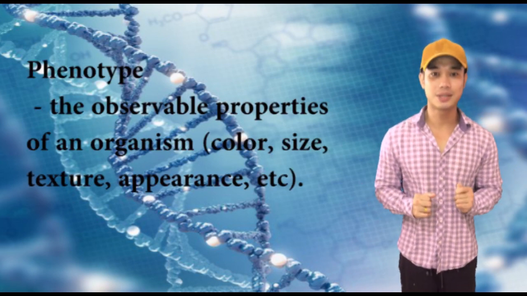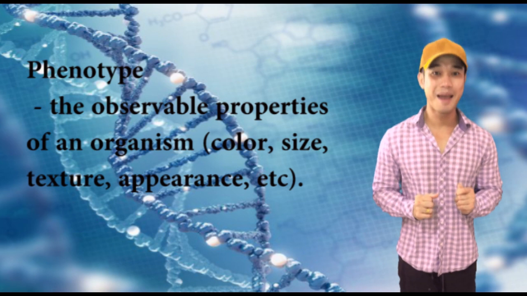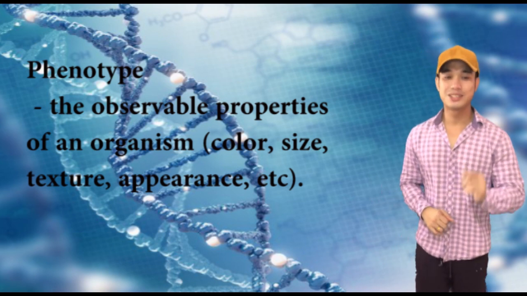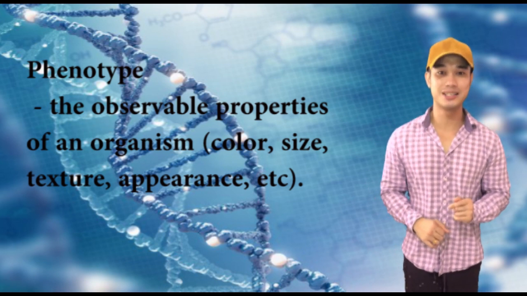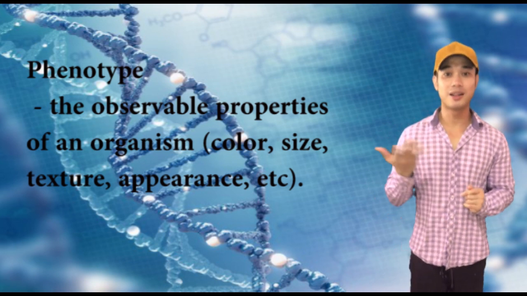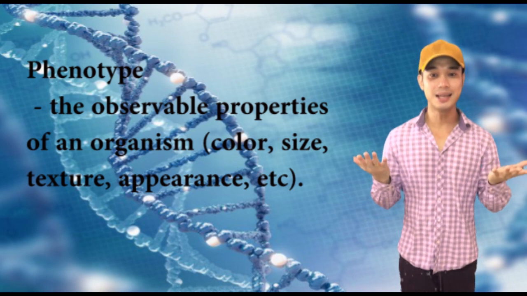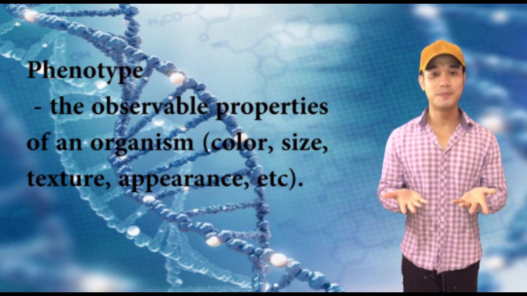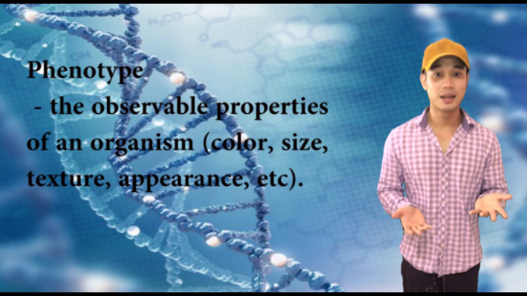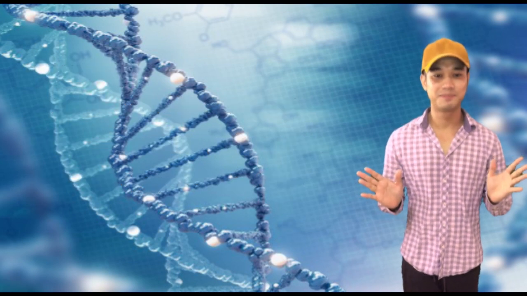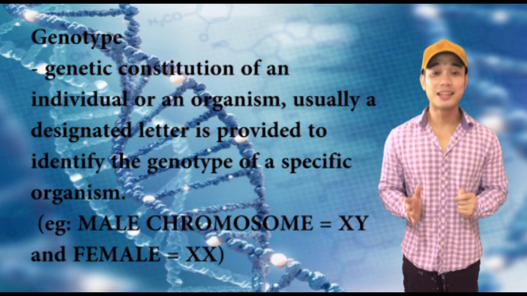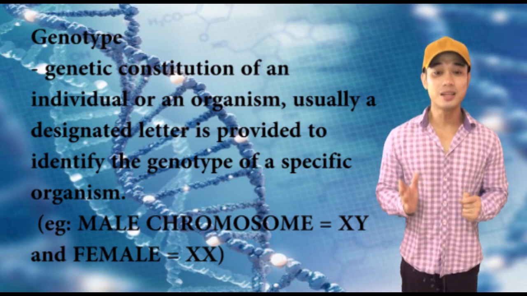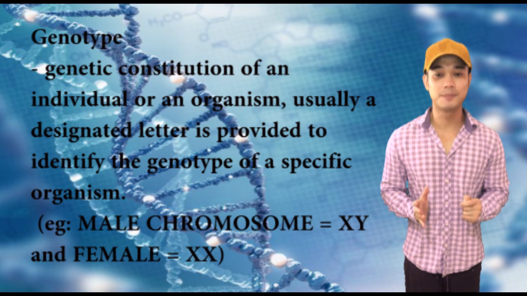First is the phenotype. What is phenotype? So phenotype is the observable properties of an organism such as the color, the size, the texture, the appearance, and so on. Next is the genotype. It is the genetic constitution of an individual or an organism.